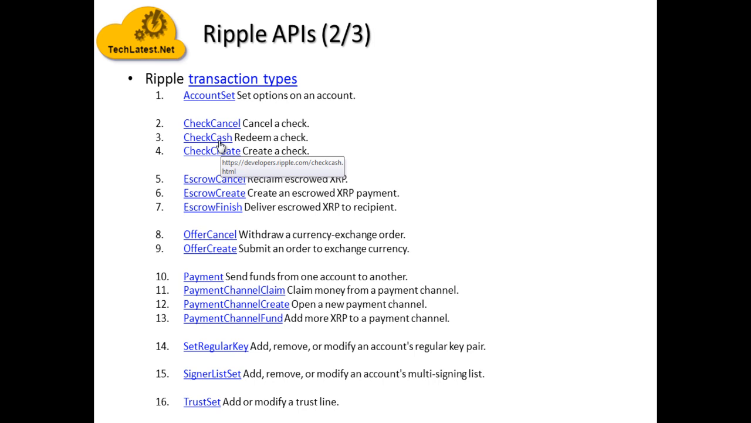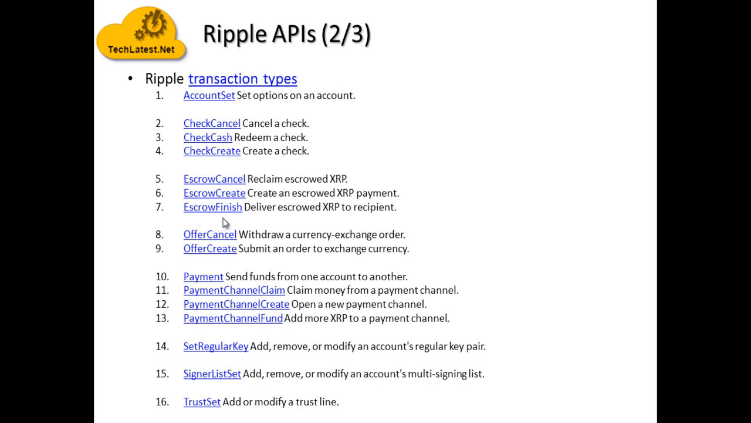After invoking this operation only, the Ripple or the XRP will get transferred from the sender to the receiver at a later date, whenever the receiver invokes the check cash transaction. And in case the sender wants to cancel the check in between, then he can use the check cancel transaction. Okay, so these are the three. Again, I am just giving you a very high level overview. Later on down the line, you will have demos and more details about these transactions.